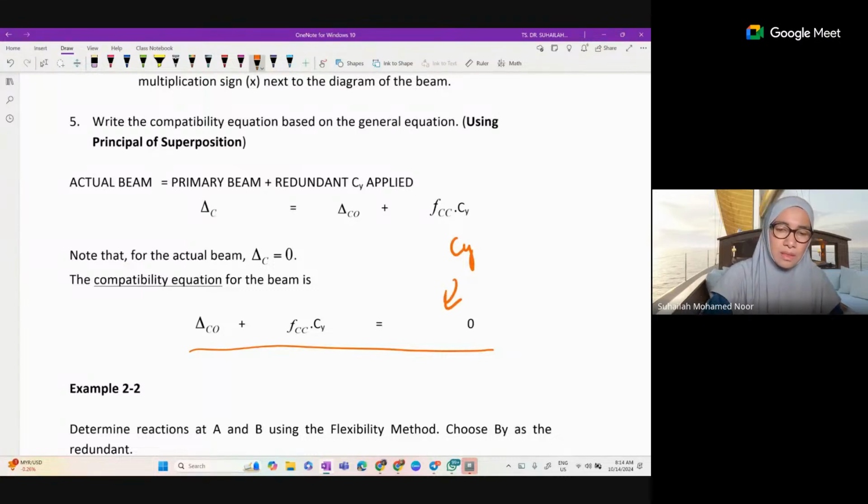Because in the compatibility equation we will have displacement, and in the redundant system, for displacement we always have to multiply by the redundant, like this: FCC times CY. Actually this one is delta CC, and delta CC is FCC times CY. So this is the condition where delta C is equal to 0 because of the support.